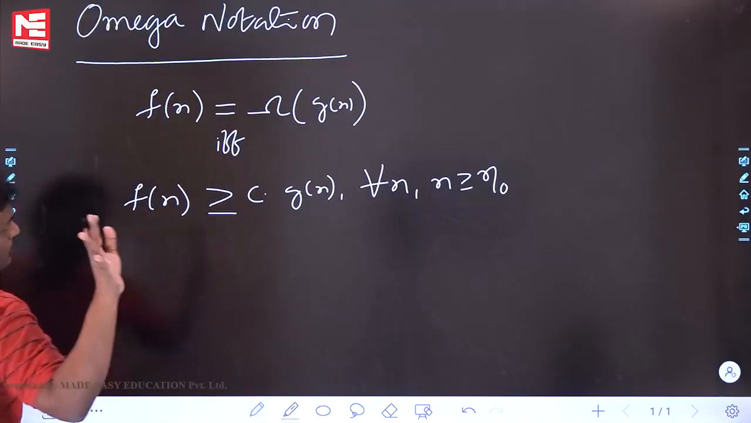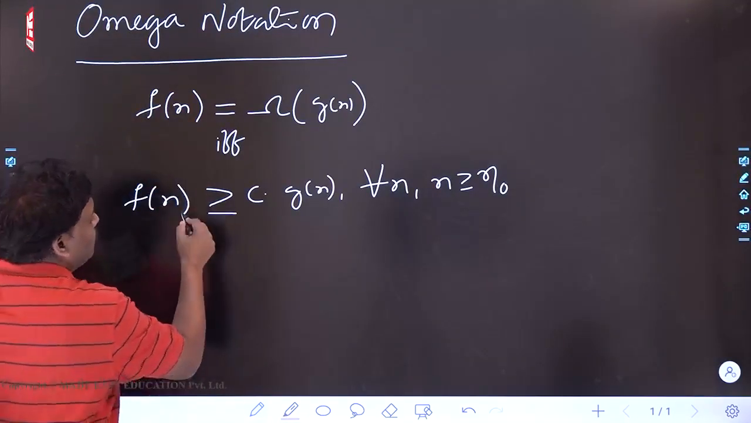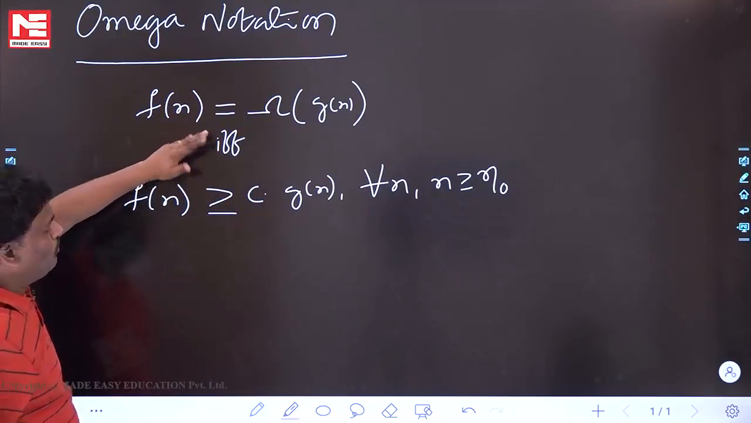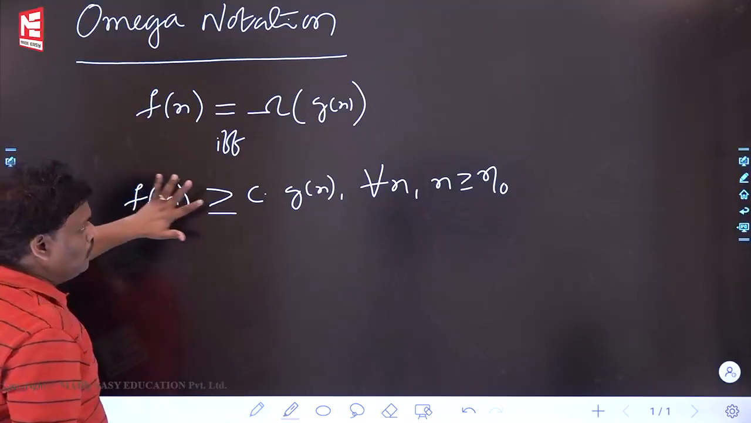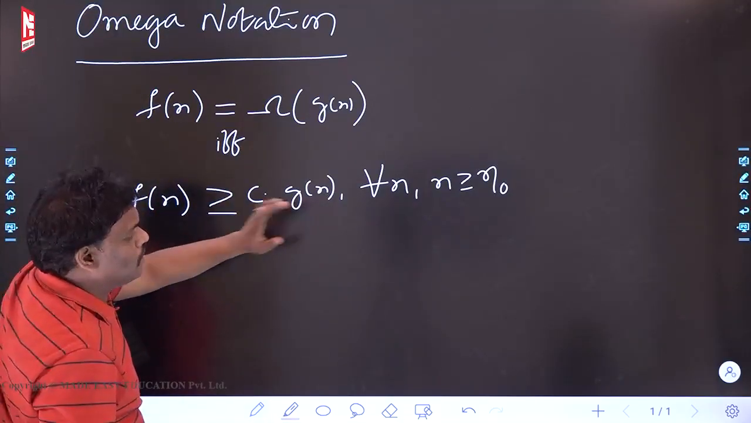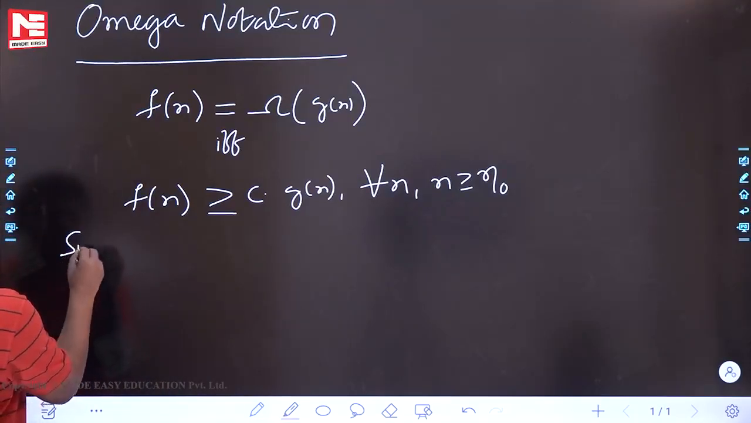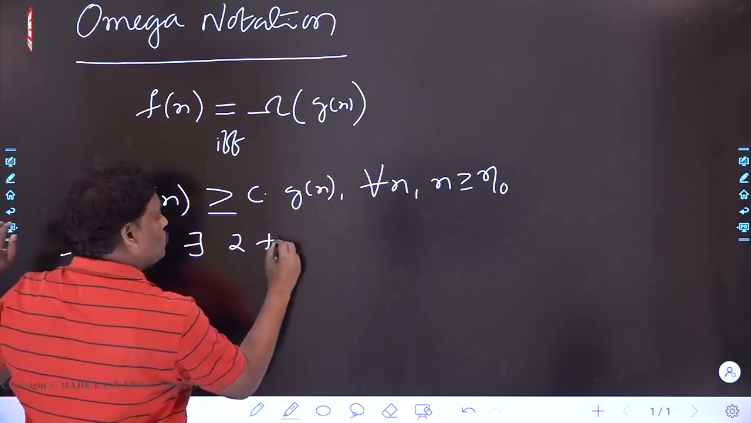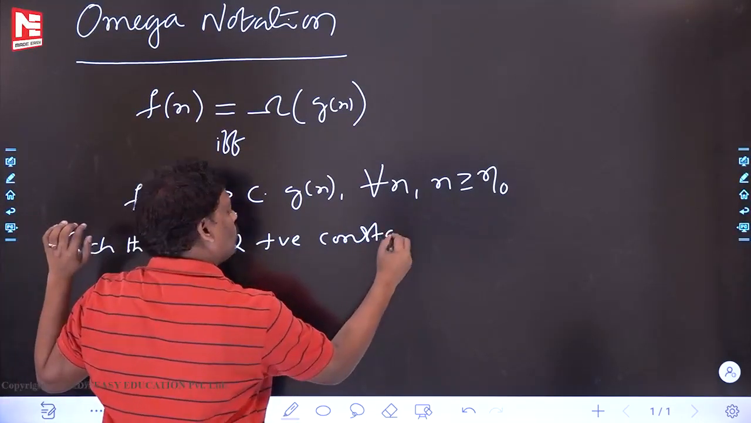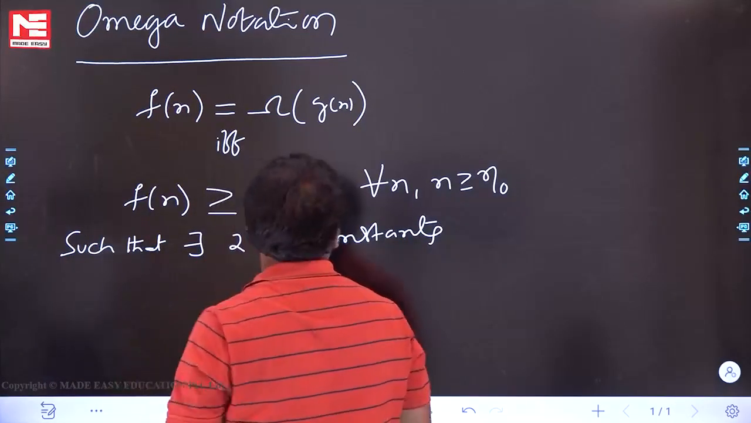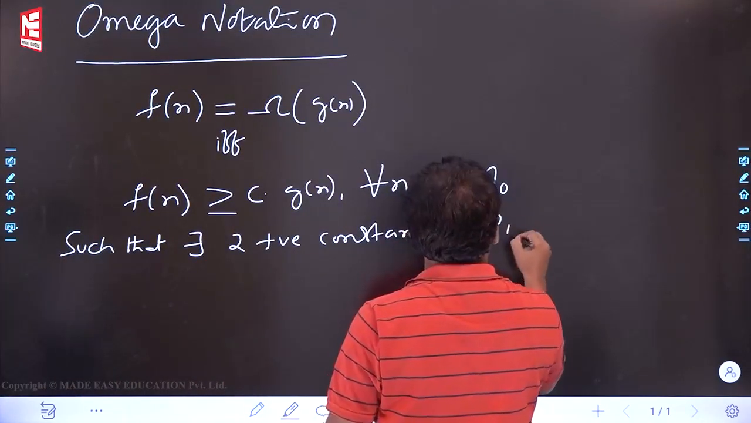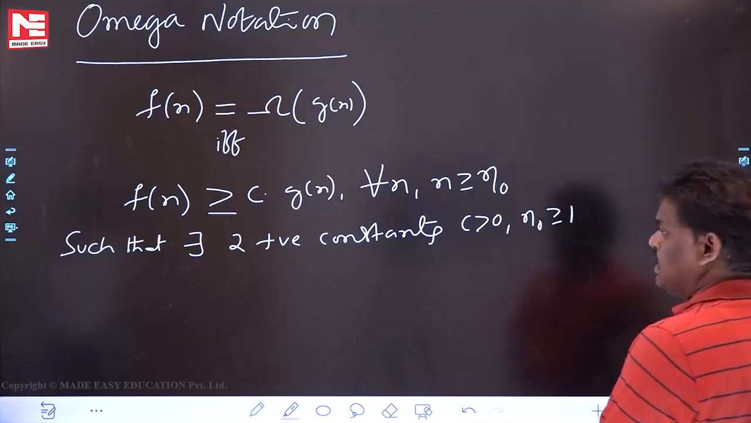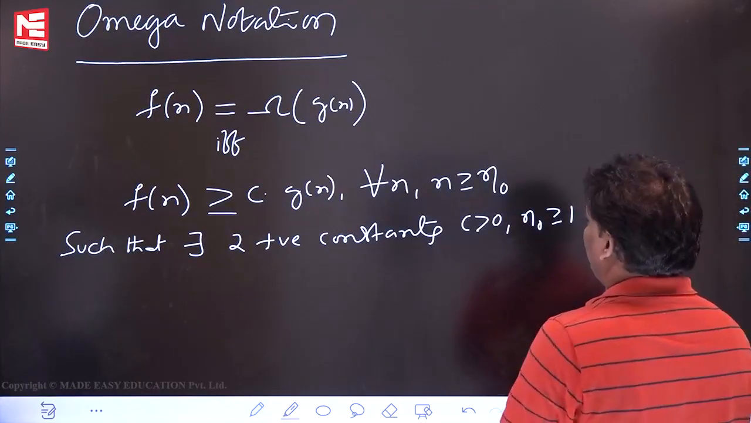Same thing, as it is. Big O and omega have the same definition. In the big O, it is less than or equal to. In the omega, it is greater than or equal to. If and only if both the directions, it will work. For all n where n is greater than or equal to n0, such that there exist two positive constants c greater than 0, n0 greater than or equal to 1. It is the definition.